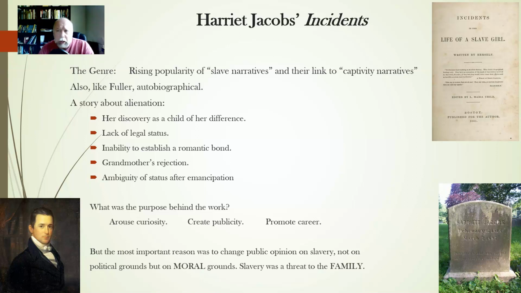And so let's take a look again at what the purpose was behind the work. And I identify three things here. First of all, it was to arouse curiosity. And I mean, that's just the number one thing. You've got to have some publicity there, right? You got to create publicity, and not just for herself. I don't think she made a lot of money off of this.